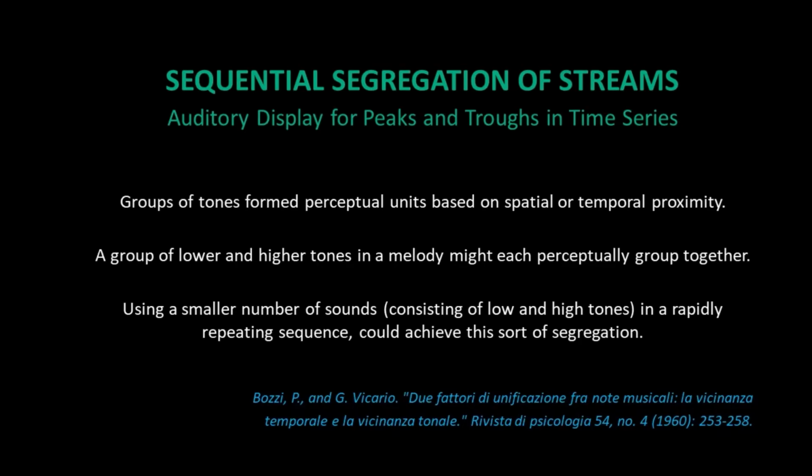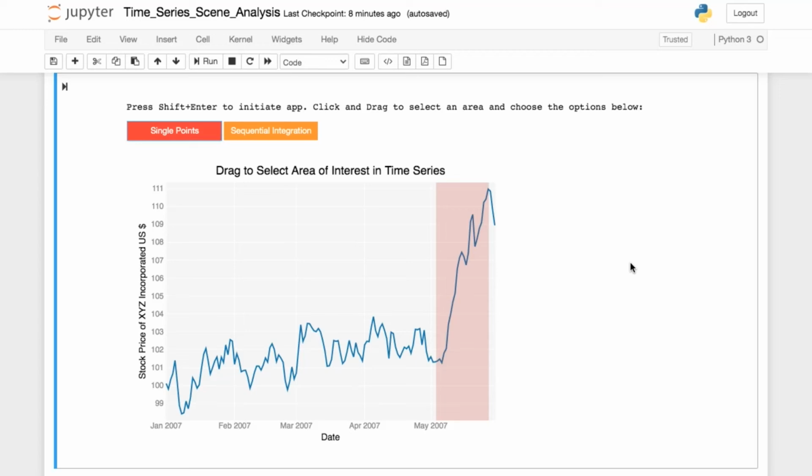Groups of tones form perceptual units based on spatial and temporal proximity. For instance, a group of lower tones in a melody might group together and skip over the higher tones, resulting in the higher tones and the lower tones each forming their own perceptual units. Using a smaller number of sounds, consisting of low and high tones, in a rapidly repeating sequence achieves this sort of segregation. Here, you see a one-of-its-kind interactive time series sonification framework that uses sequential integration to enhance the perception of trends, peaks, and troughs.